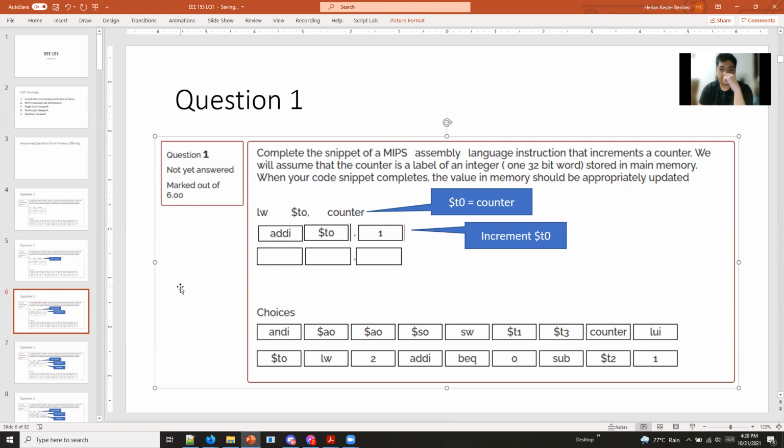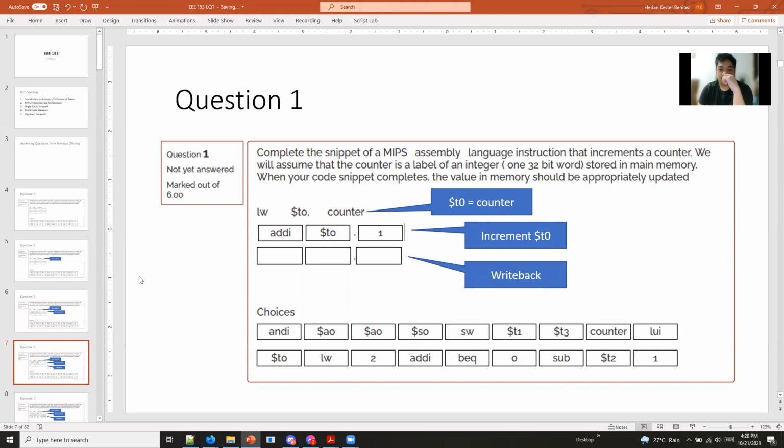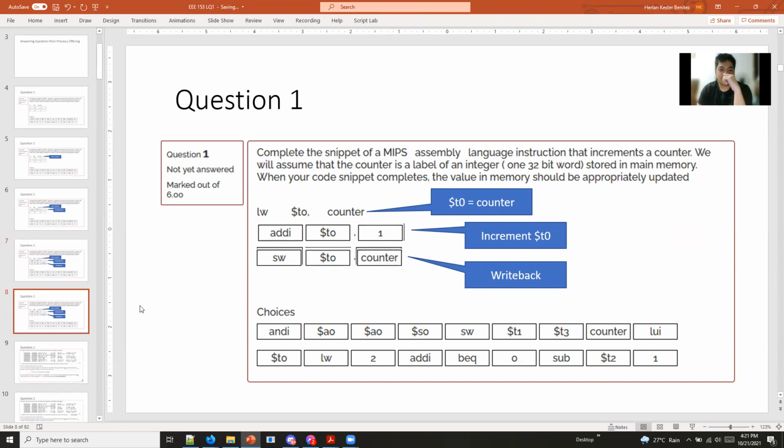So ang next naman natin na kailangan gawin is, si T0 yung nag-update pero si counter yung gusto natin ma-update. So kailangan natin isulat yung laman ni T0 kay counter. So we can accomplish that by using the save word na command. And then ano yung isi-save mo? Si T0. And saan mo siya isi-save? Kay counter. Ang galing naman ng gumawa ng slides. And so this is yung ating sagot for question 1.